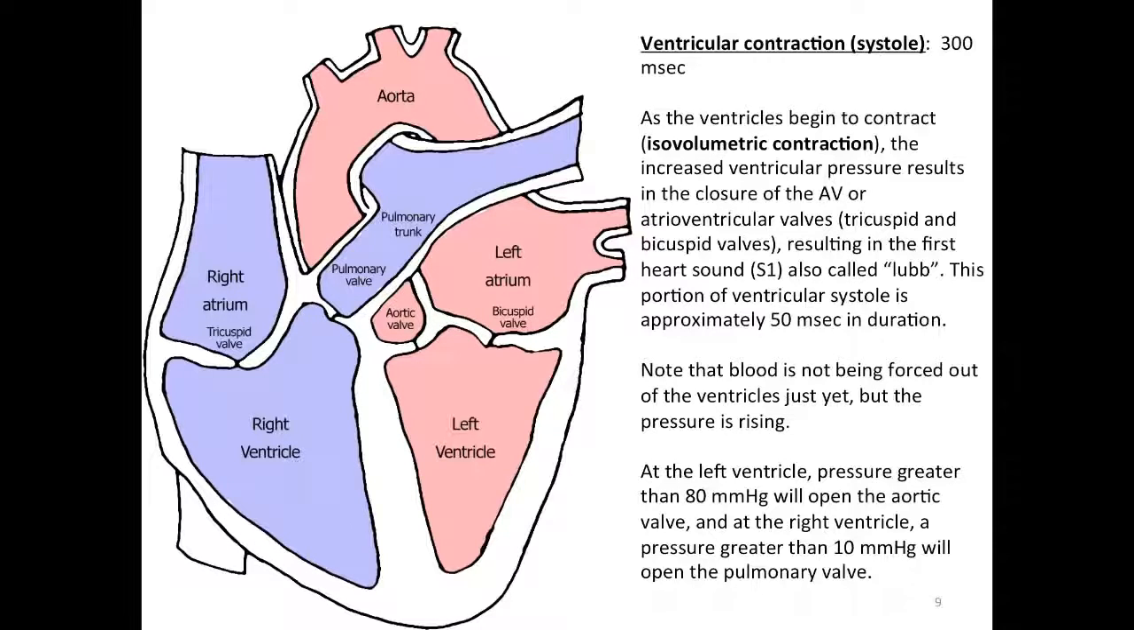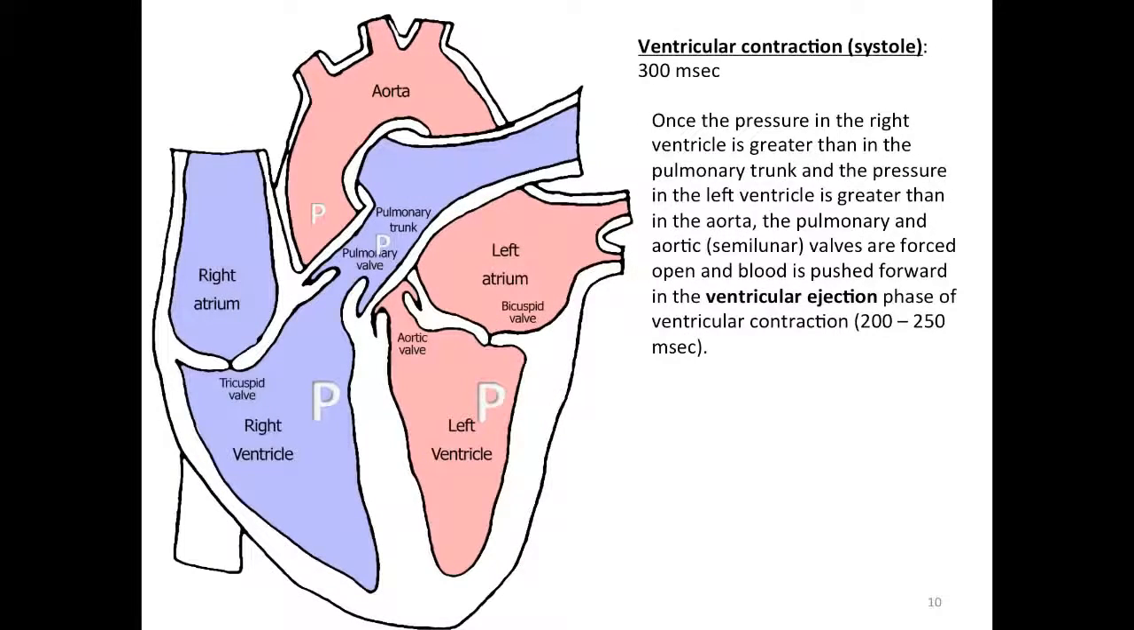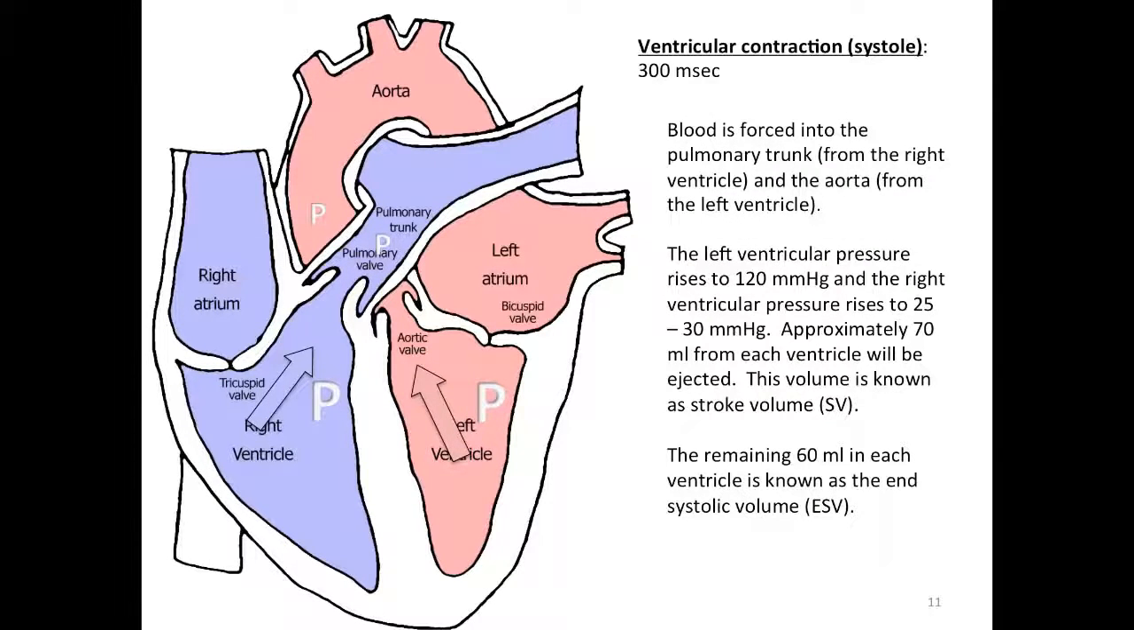At the left ventricle, pressure greater than 80 millimeters of mercury will open the aortic valve, and at the right ventricle, a pressure greater than 10 millimeters of mercury will open up the pulmonary valve. Once the pressure in the right ventricle is greater than in the pulmonary trunk, and the pressure in the left ventricle is greater than in the aorta, the pulmonary and aortic semilunar valves are forced open and blood is pushed forward in the ventricular ejection phase of ventricular contraction, approximately 200 to 250 milliseconds in duration. Blood is forced into the pulmonary trunk from the right ventricle and the aorta from the left ventricle.